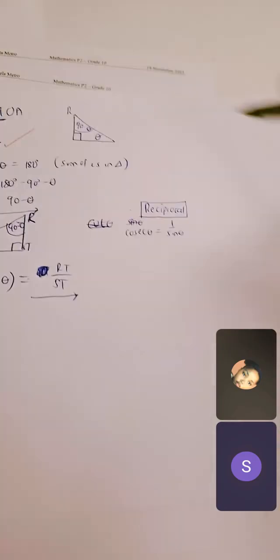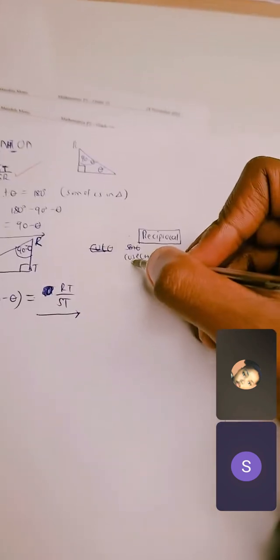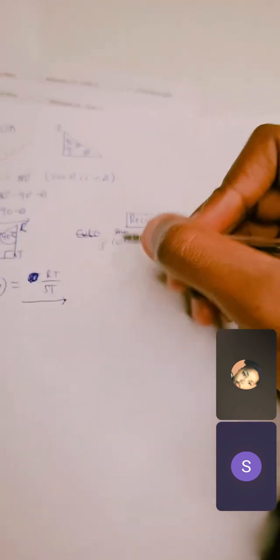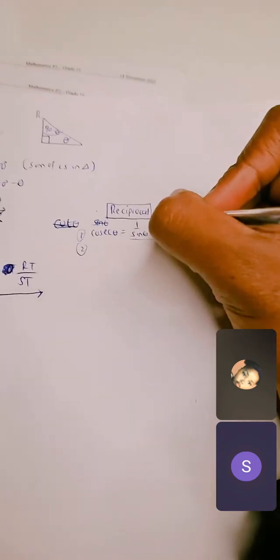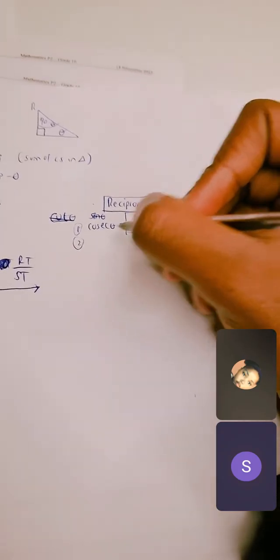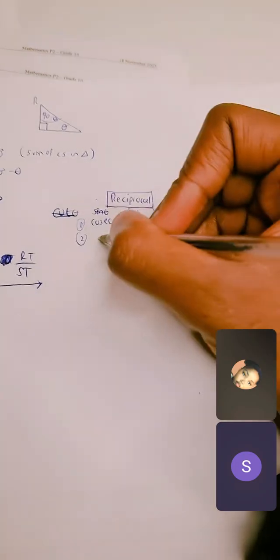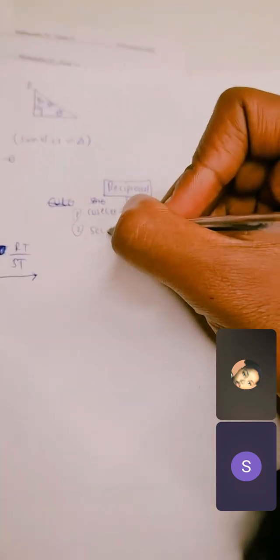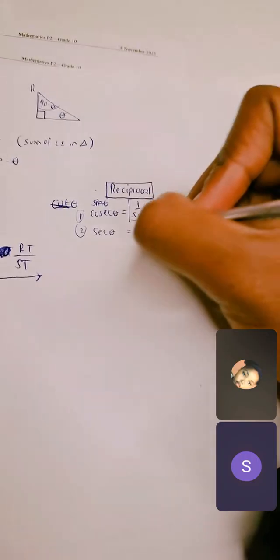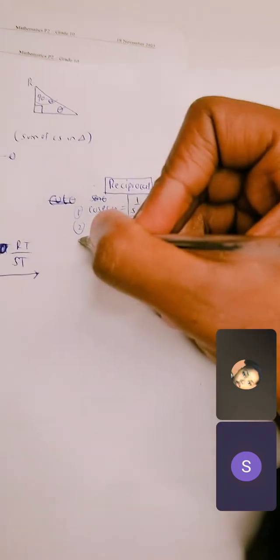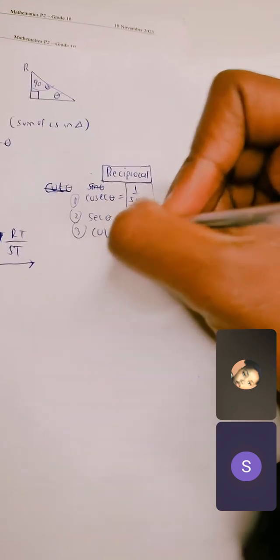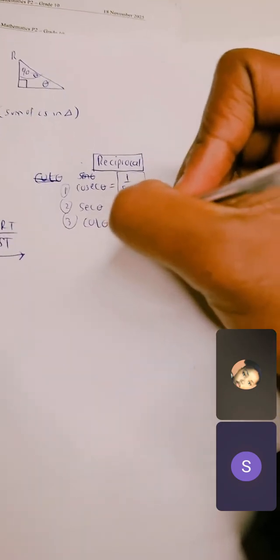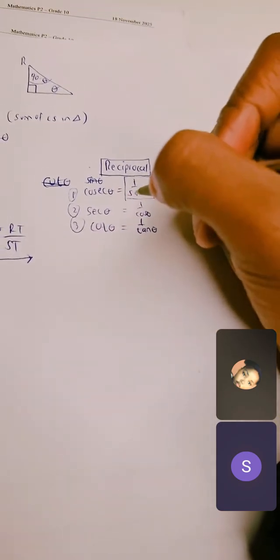Reciprocals, right? So the first reciprocal is cosec, which is the reciprocal of sine, 1 over sine. Then there is sec, which is 1 over cos. And lastly, there is cot, which is 1 over tan.